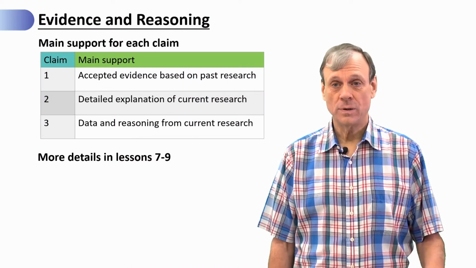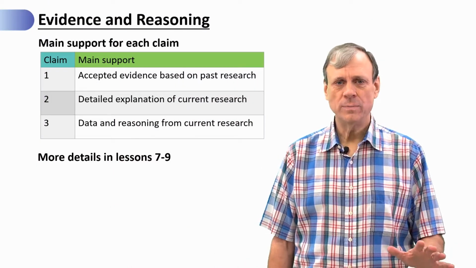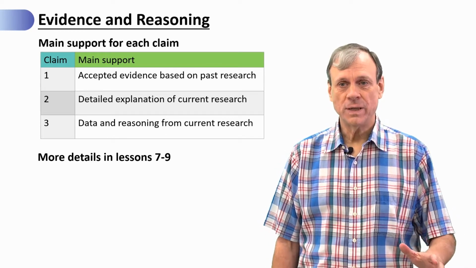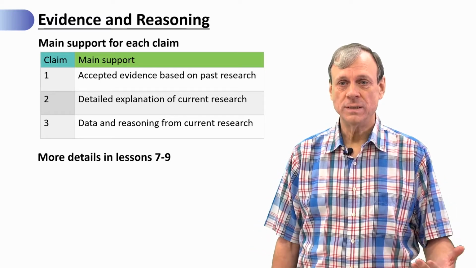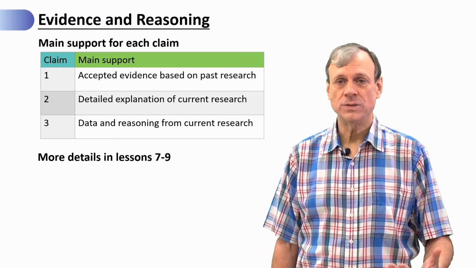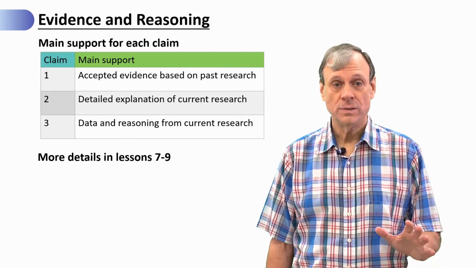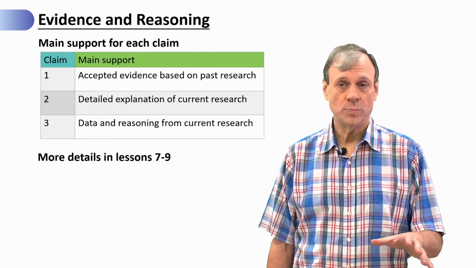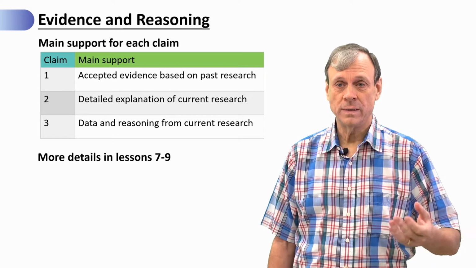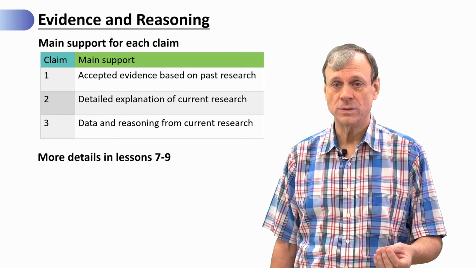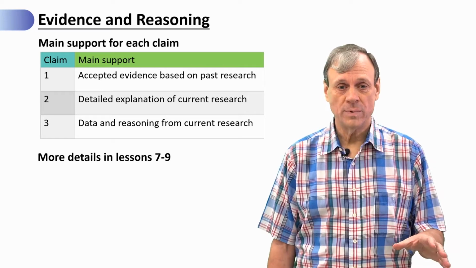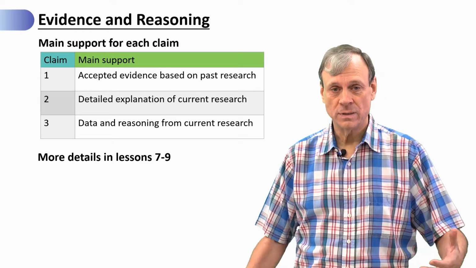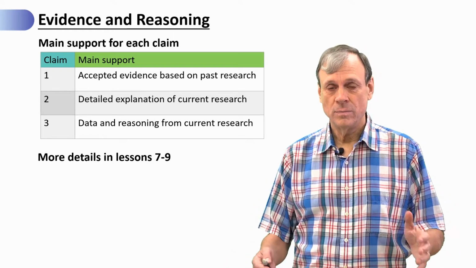Okay, so far we've been talking about claims, but I just want to mention quickly the support for those claims, the evidence and reasoning. The first claim of importance and need is supported by looking at the past research. So in the introduction division, you often get a lot of citations of past research. The second one, the process, is supported by a detailed explanation of the current research. And finally, your claim that you have added something to the field is based on data and reasoning from your current research.